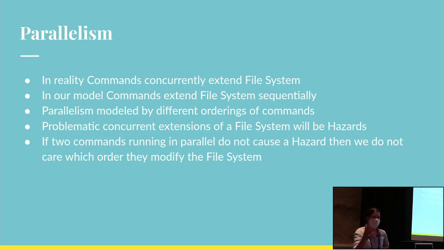But we model parallelism by different orderings of commands. So two different orderings of commands represent different parallel executions. And we believe this is okay because if you have a real execution of a build and there's commands running in parallel and they're writing and reading from the same files at the same time, that would be a hazard. So you can represent all acceptable parallel orderings of commands as different orderings because they would not have hazards. If two commands don't write to the same file or read from the same file at the same time, there won't be a hazard, and you wouldn't care what order they modified the file system.